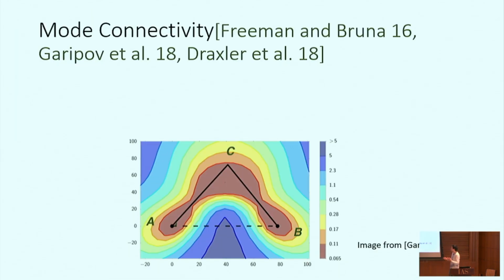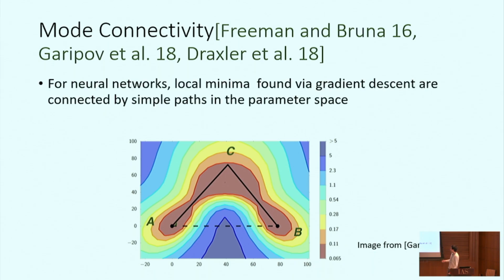So what is mode connectivity? This is a phenomenon that was very strange to me. Consider you train a neural network. Let's say you pick different random initializations, so you usually end up at different solutions. Let's say you end up at these two solutions, A and B.